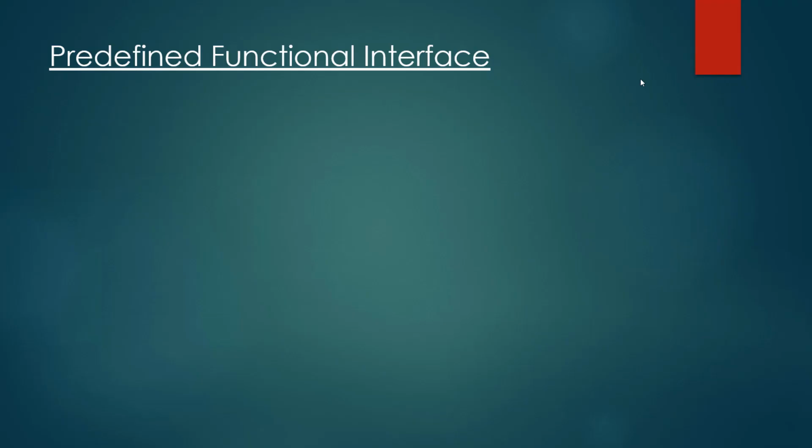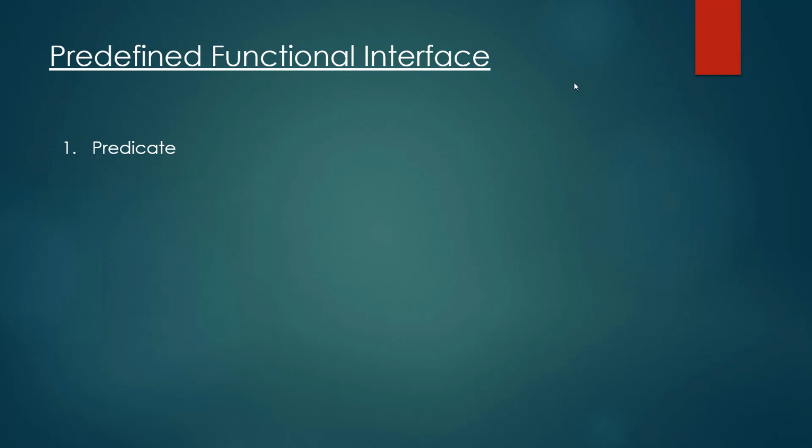Now we will summarize all the predefined functional interfaces we covered. The first predefined functional interface we covered is Predicate. We saw the job of the Predicate. It takes one argument, does some sort of an operation, and after that returns a boolean condition.